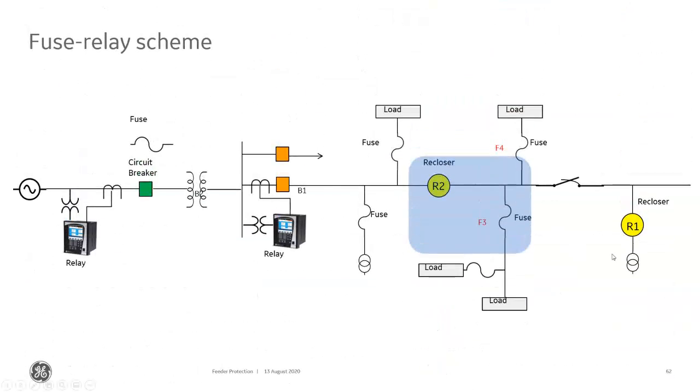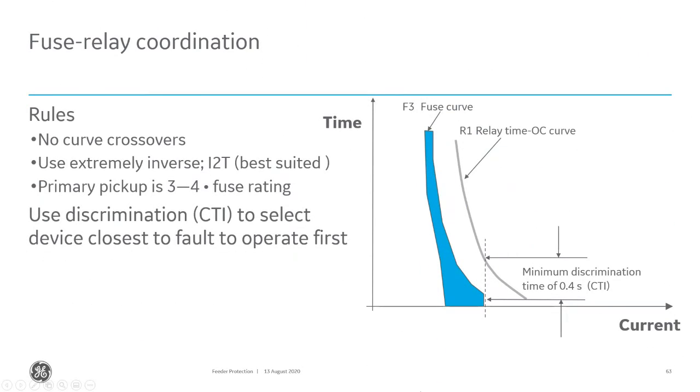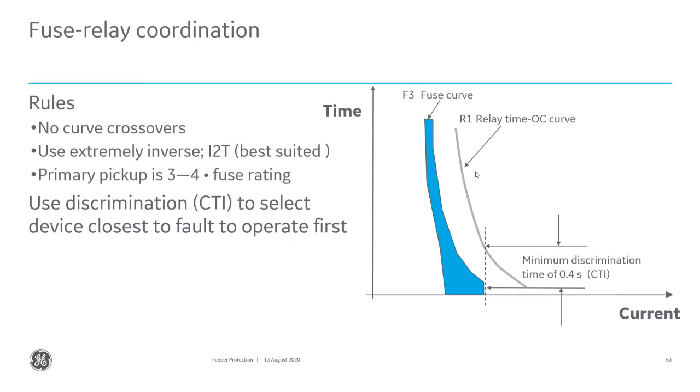Because why? Because that F3 fuse might have to coordinate with a downstream fuse. So you can see the F3 fuse is on a branch circuit, but then there's another branch circuit in that F3 branch circuit that has a fuse on it. So that F3 fuse might have to coordinate with that downstream fuse, making it slower than the F4 on the recloser at the end of the line. So in that case, we'll have to coordinate with the F3 because it has the slowest clearing time.